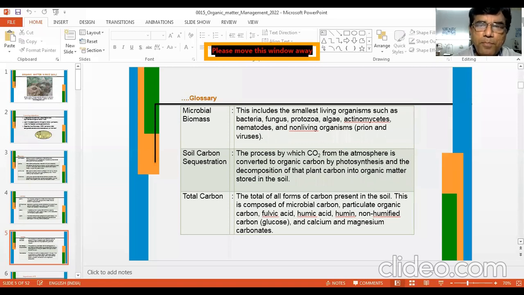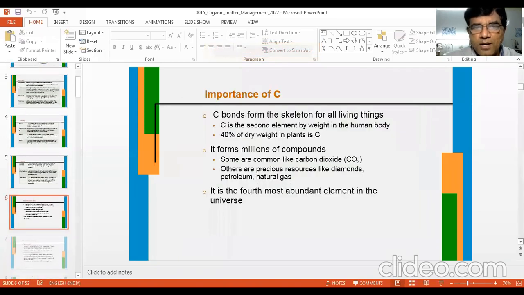This is composed of microbial carbon, particulate organic carbon, fulvic acid, humic acid, non-humified carbon, meaning all kinds of organic carbon, and calcium and magnesium carbonates. It makes your total carbon.